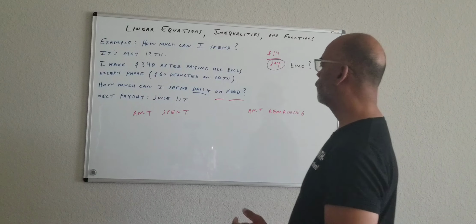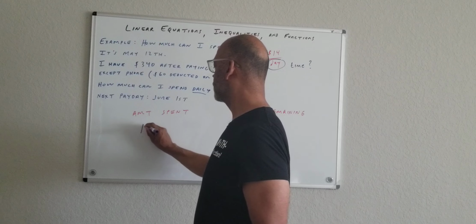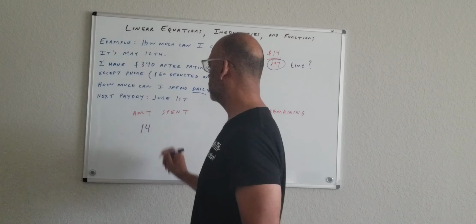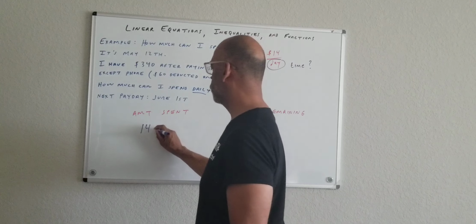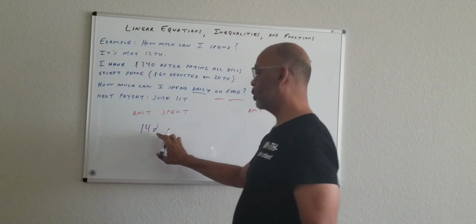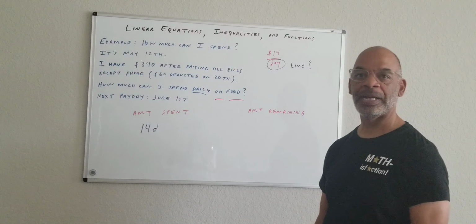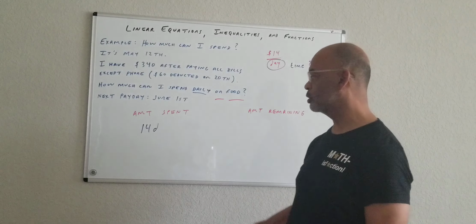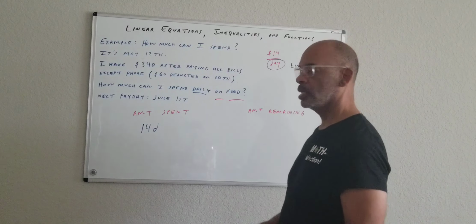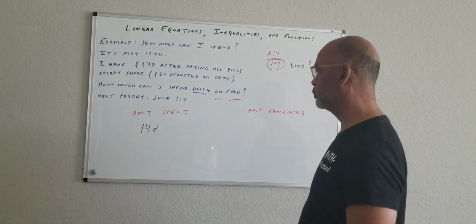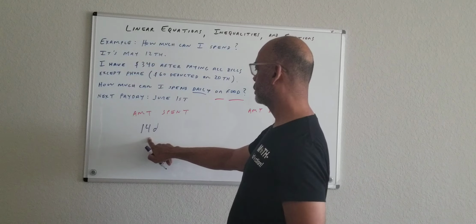Okay, we're spending $14 per day. So now the function changes to $14. I'm going to use D for days because that's the time. Spending $14 per day, so if one day goes by, I spend $14. If 2 days go by, I spend $28. 3 days go by, $42. 14 times the amount of days. It's repeated addition. Multiplication is repeated addition. All right, so this is how much I spent.